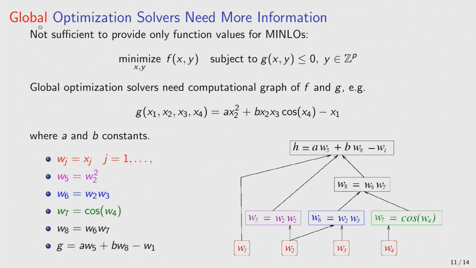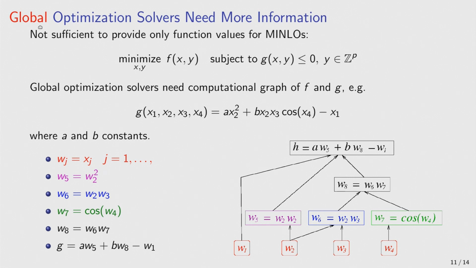Up there, I have an expression for a constraint. A and B are just some arbitrary constants, and I have some nonlinear expression there. The way to interpret this computational graph is that you start off by assigning variables to the leaf nodes at the bottom of the graph. And then you write the expressions as intermediate nodes in your graph. So W4 is X4. There's a cosine of X4, so that becomes W7. You assign a new variable placeholder for that. W2 times W3. So there's an operation here that multiplies two variables.